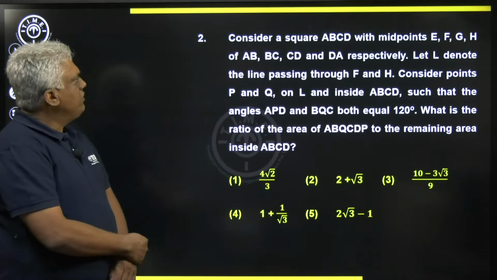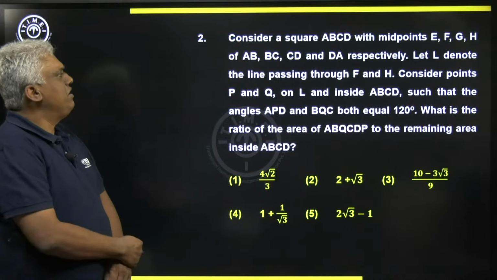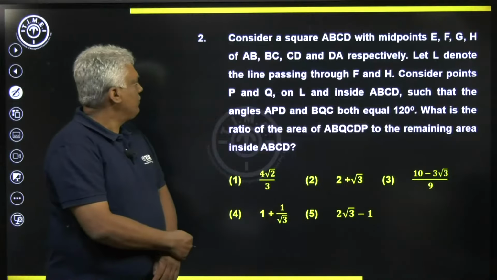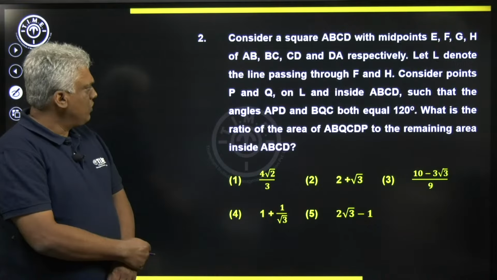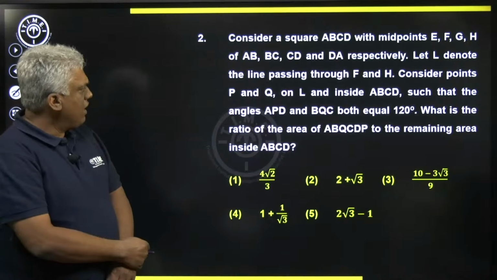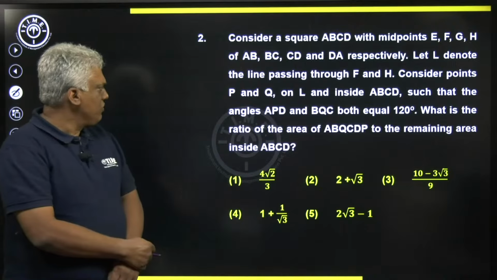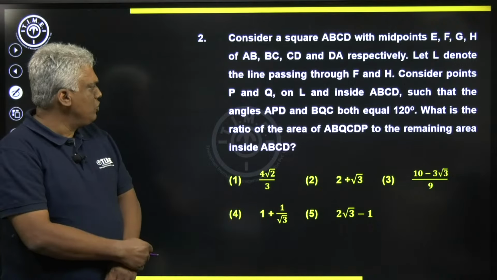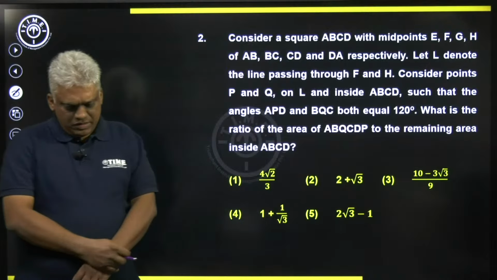There's a square ABCD with midpoints E, F, G, H of AB, BC, CD, and DA respectively. L denotes the line passing through F and H. Consider points P and Q on L and inside ABCD such that angle APD and angle BQC both equal 120 degrees. What is the ratio of the area of ABQCDP to the remaining area inside ABCD? Now try this.